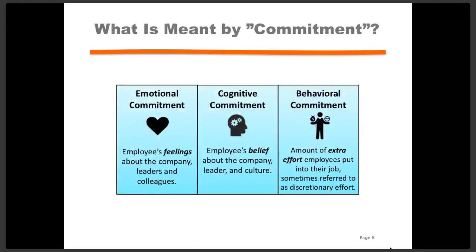Essentially, we're talking about three levels of commitment. The first is the emotional commitment, and those are the employees' feelings about the company, the leaders, and their colleagues that they work with. It kind of comes from the heart. The cognitive commitment is their belief, how they think about the company, the leader, and the culture of their organization. And then there's the behavioral commitment, and that's the discretionary or extra effort employees put into their jobs.